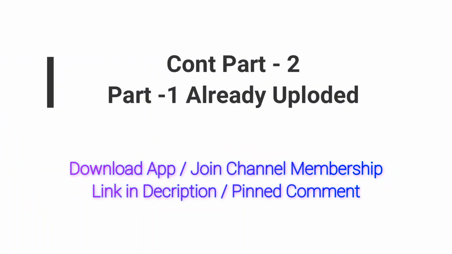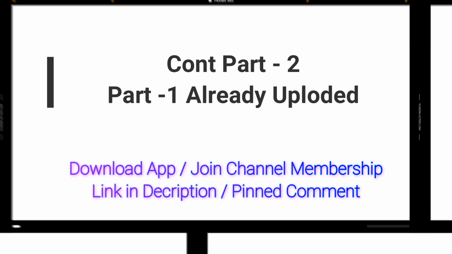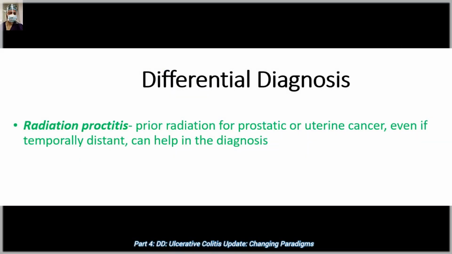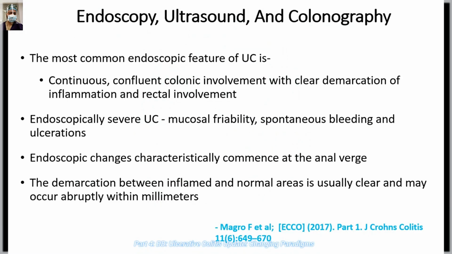So the differential for a case of colitis will be infective, ischemic, Crohn's, or radiation. Coming to the further workup in a case of ulcerative colitis, the most common endoscopic feature of ulcerative colitis is continuous confluent colonic involvement with clear demarcation of inflammation and rectal involvement. That is, there is an abrupt transition from inflamed to normal areas.